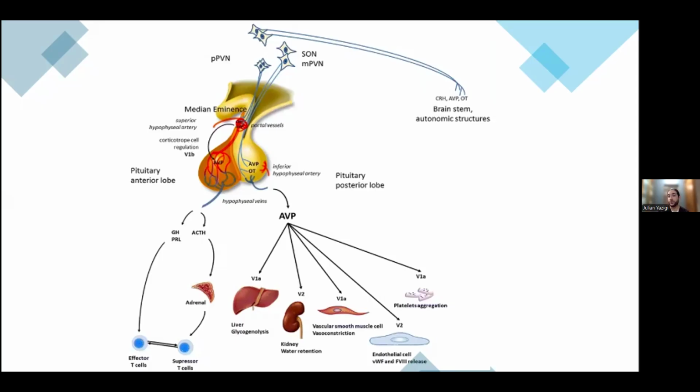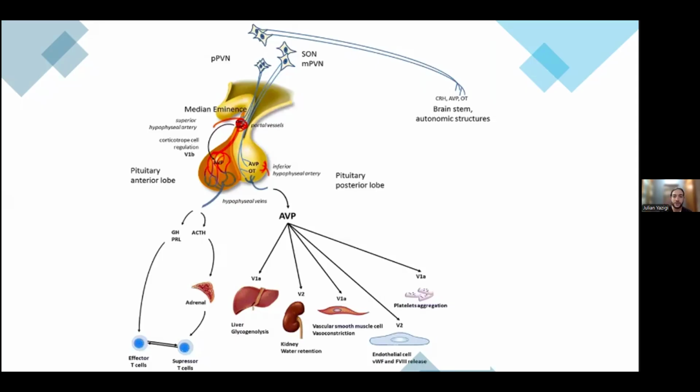More water is reabsorbed, urine becomes more concentrated, and plasma osmolality falls back towards normal. With low osmolality, AVP is suppressed, and then dilute urine is produced. So, how can this go wrong?